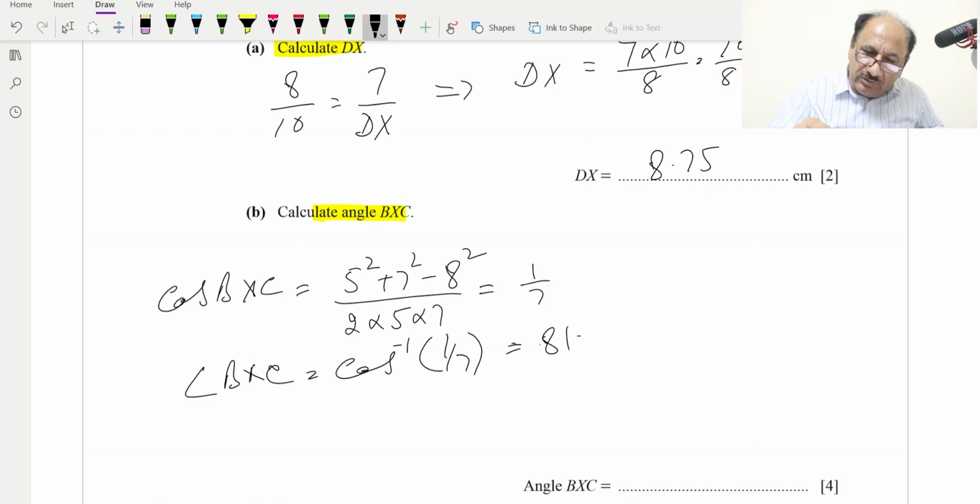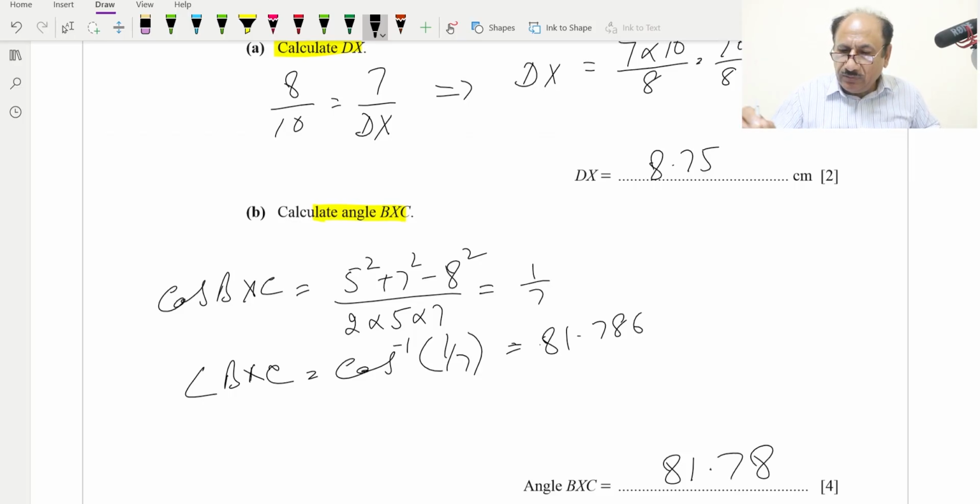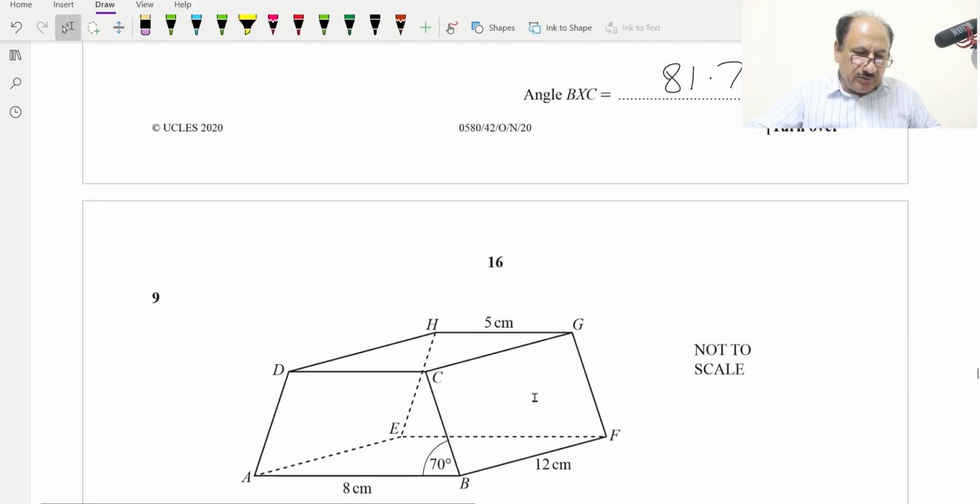So we can write 81.78 or 79 also you can write like this. So this is 4 marks question, and the previous one was 2 marks. This is also easier question.